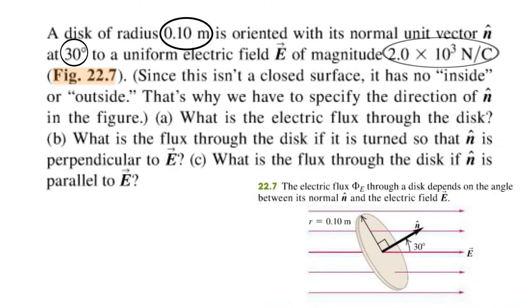We are given the magnitude of E, which is 2.0 times 10 to the third newtons per coulomb, as well as the angle of 30 degrees between the n-hat vector and the E field. In part A, we need to find what the electric flux is through the disk.